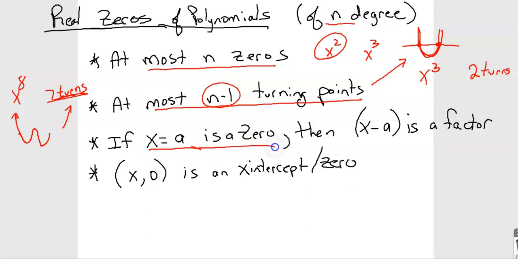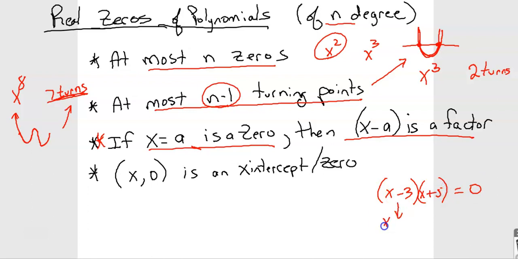The next thing: if x equals a, and that is a 0, then x minus a is a factor. This is super, super crucial. A lot of times you guys know to factor, right? And this is an example. You would factor a quadratic, and you might get x minus 3, x plus 5. Then you set this equal to 0, and set this equal to 0, and then you solve. So x equals 3, x equals negative 5.